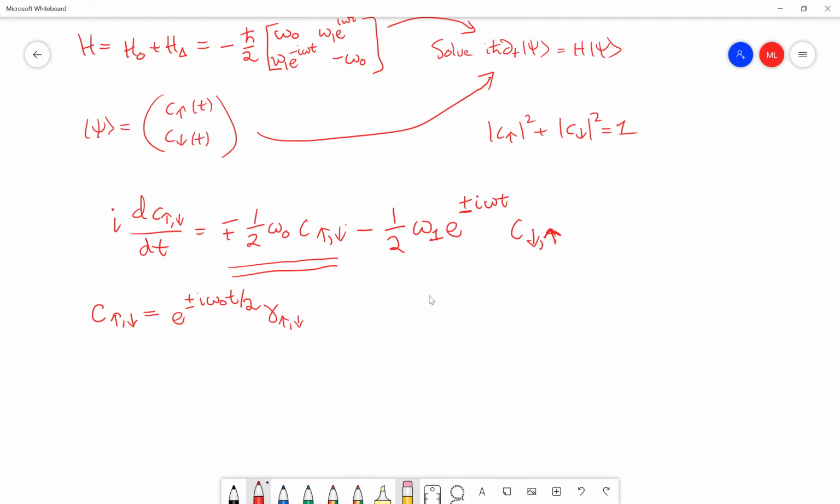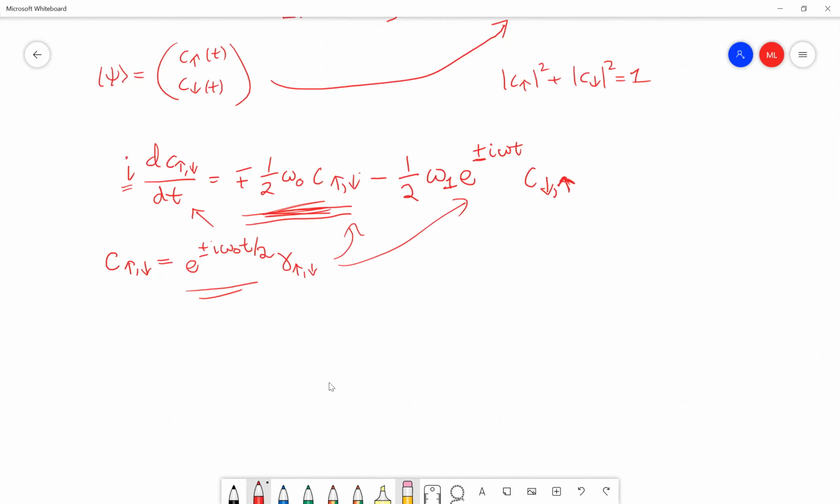So then it's easy. You can just take this and substitute it back into here. And it's easy to see what will happen when you take the derivative with respect to time with this exponential piece. It'll pull down factors of plus or minus omega naught over 2 times i. And it'll cancel this i right here, and that term will cancel this piece right here. So what you get in the end, if you plug this in and start canceling things, is a set of differential equations for the gamma, and that's, of course, gamma up, down.